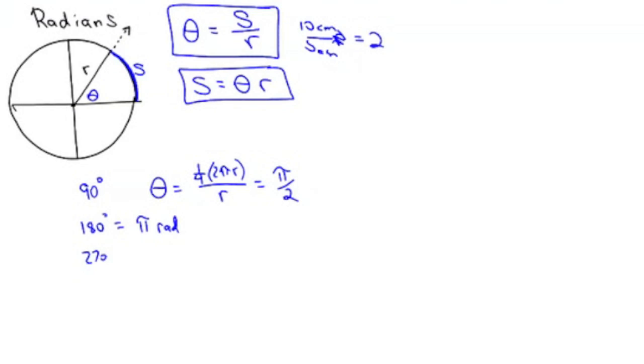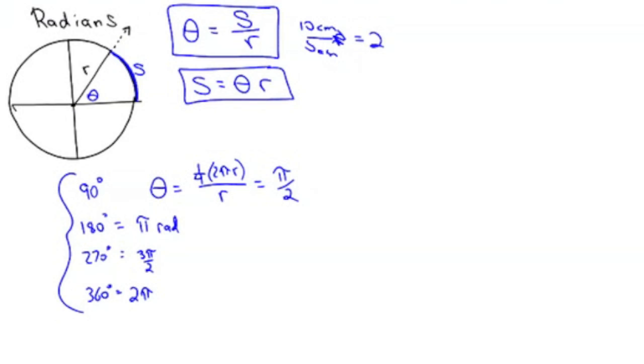270 degrees is 3 pi over 2, because it's 3 of these. And then 360 degrees is 2 pi, because it would be 4 of those, and 4 times pi over 2 is 2 pi. These are the main ones you need to know: 90 is pi over 2, 180 is pi, 270 is 3 pi over 2, and 360 is 2 pi.